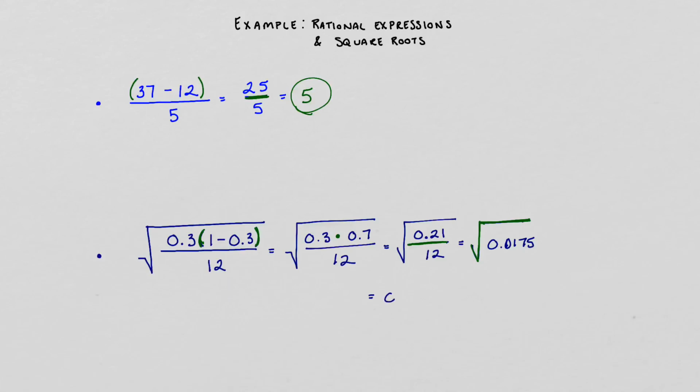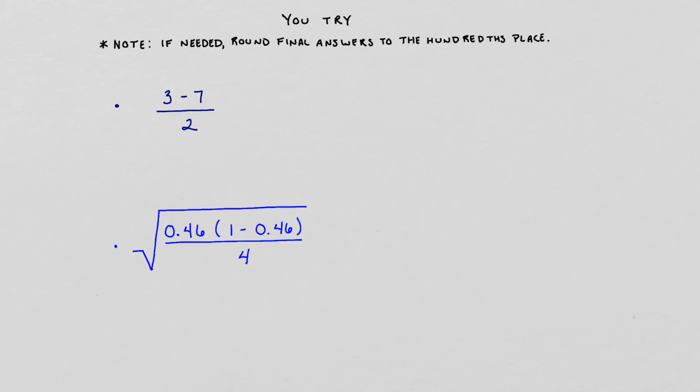This will give me 0.1322875656. I'm going to go ahead and round that to the second decimal place, or the hundredths place. So this is going to come out to about 13/100. Now it's your turn. Go ahead and pause the video and practice these two problems. When you're ready, press play and we'll review the solutions.